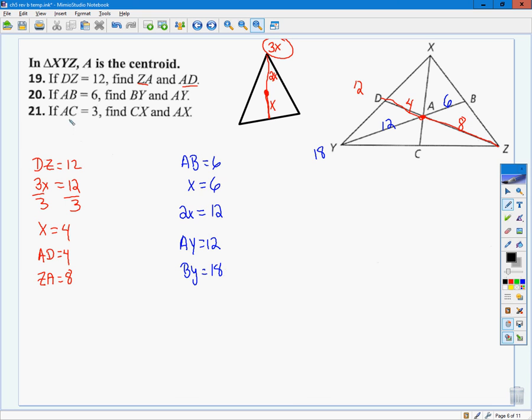In the last section, AC is 3. AC is attached to the side. It's the X portion. X is 3, which means 2X is equal to 6, which means AX in this case is 6. And if I add both pieces together, the whole thing would be 9. From C to X would be a total of 9 units long.